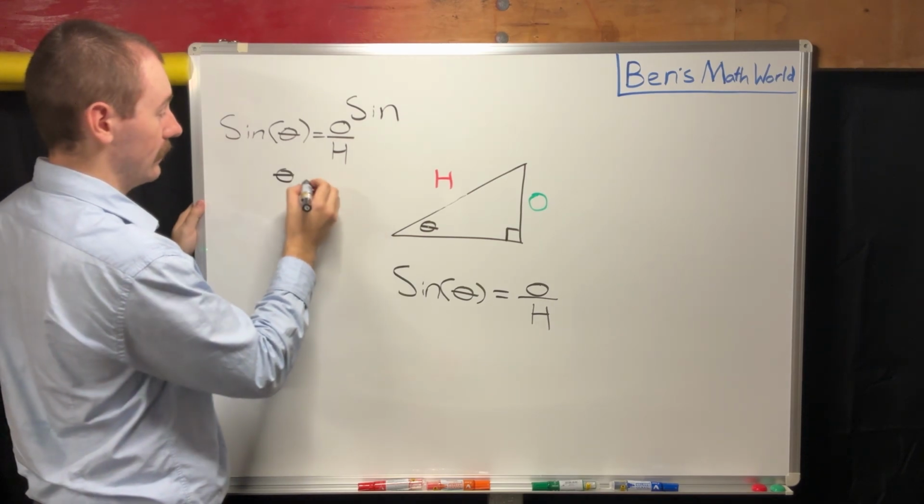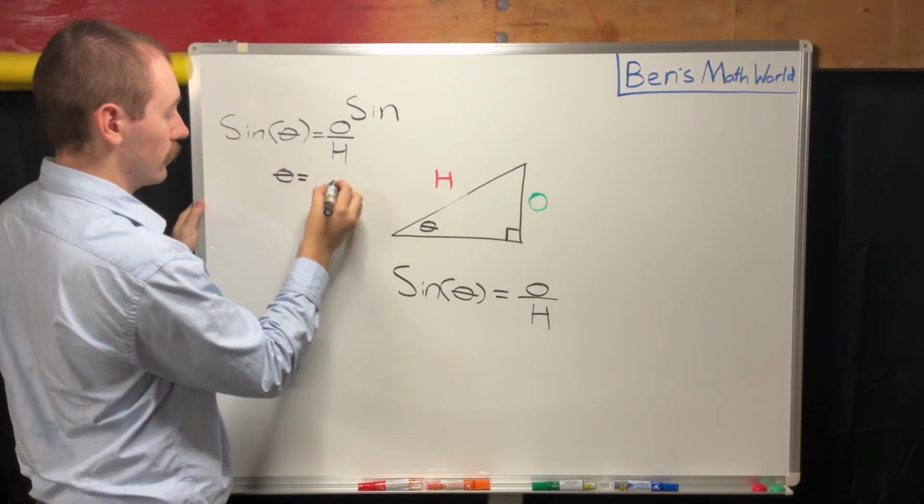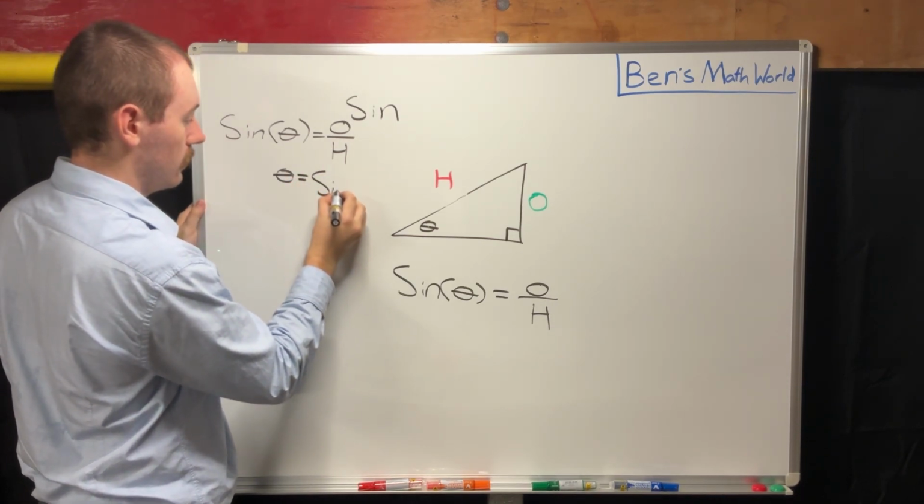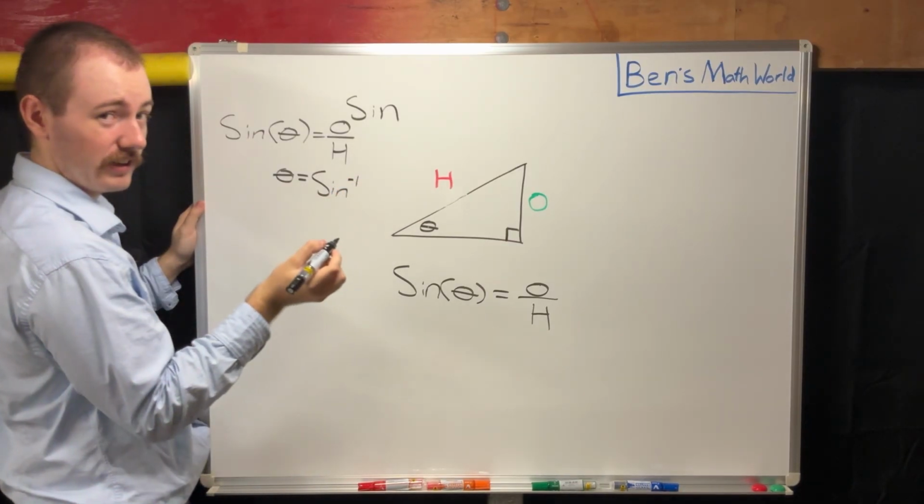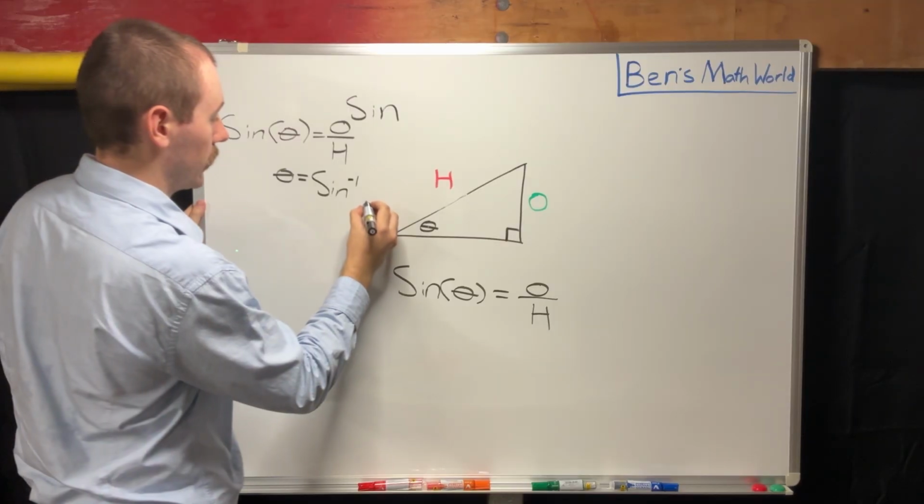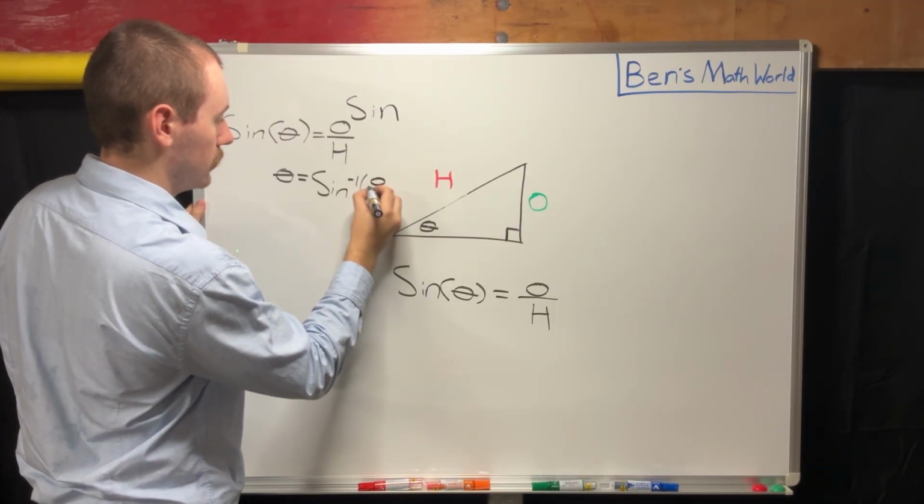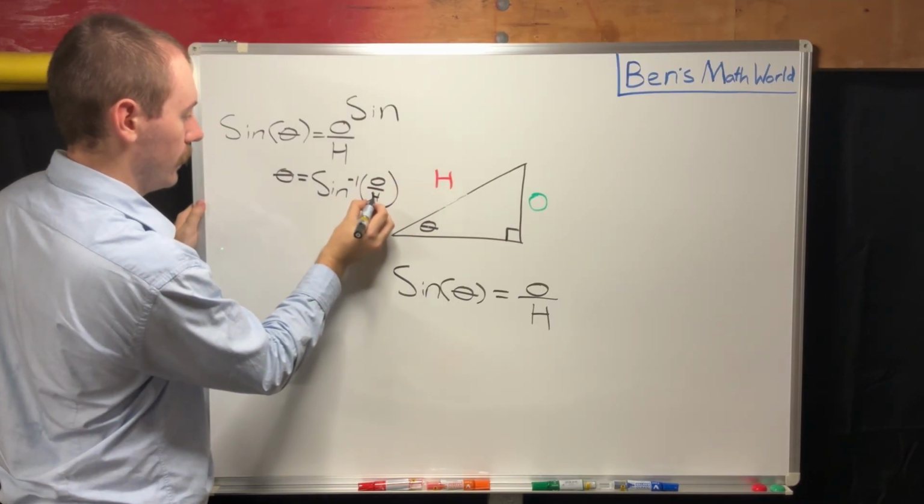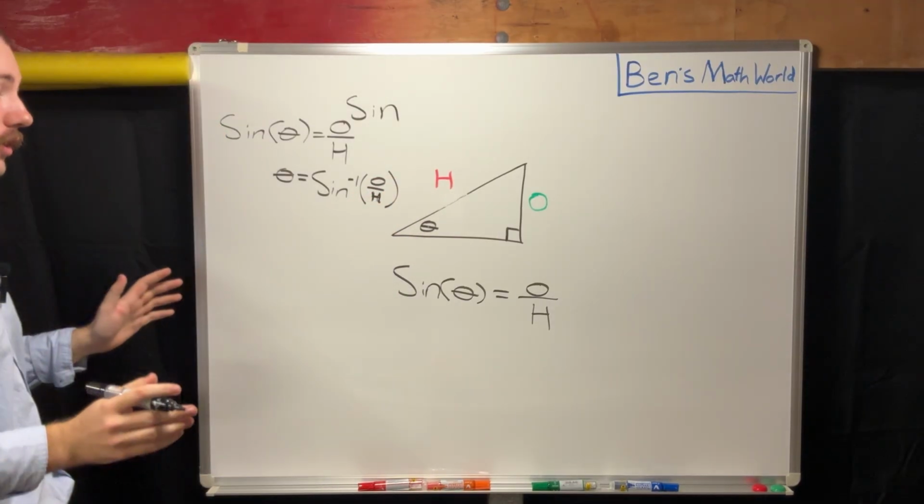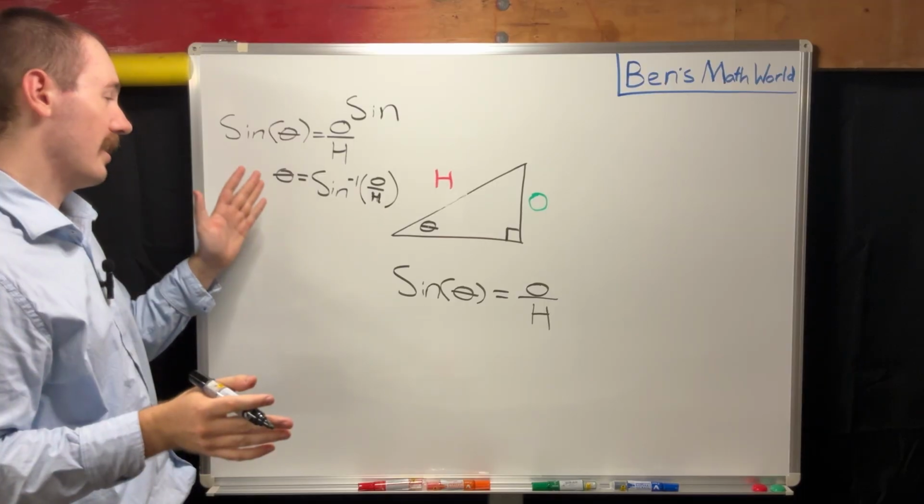And on the right hand side of the equation, it's going to look like this. Sine, but there's going to be a negative 1 because it's an inverse, and then we're going to put in brackets opposite over hypotenuse, or O over H. So this is how we'll work out theta.